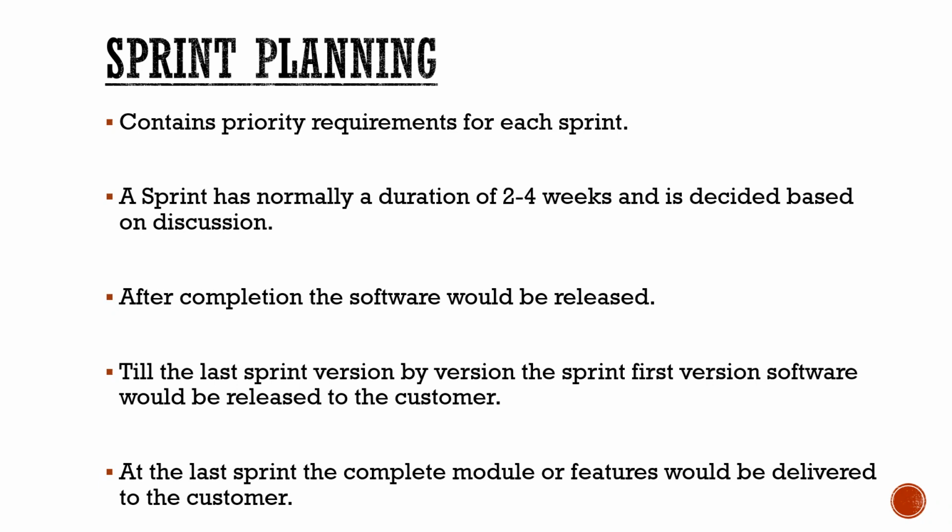After going through a sprint, it will be going for release. As we discussed in the previous slide for release planning, how many sprints it would take to complete the client deadline, based on the number of sprints, the software would be released. Version by version, the first sprint version of the software would be released to the customer. Even when we go by sprint, that particular sprint version will be released to the customer.